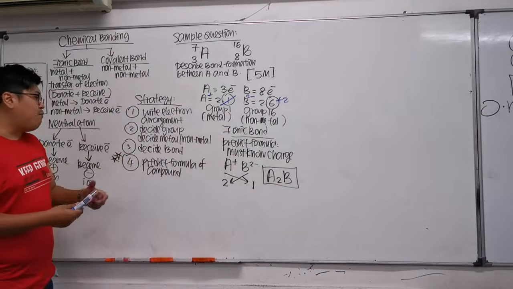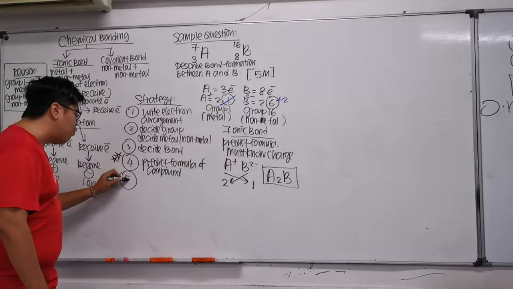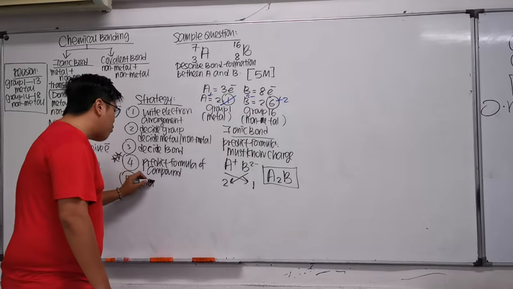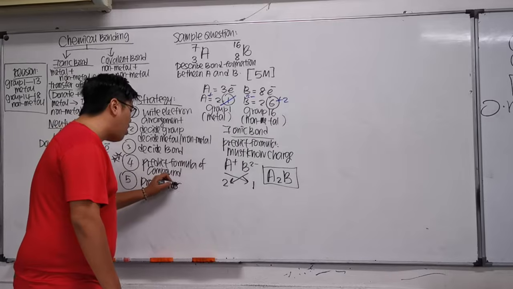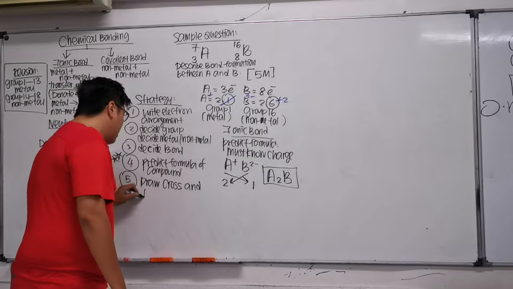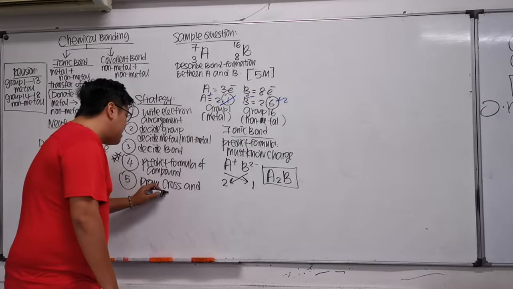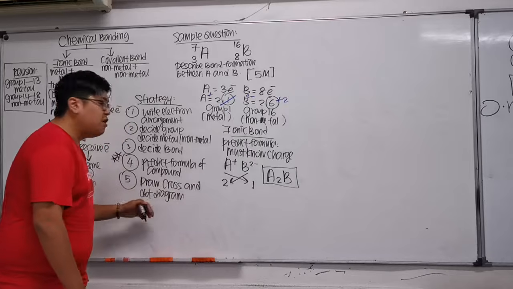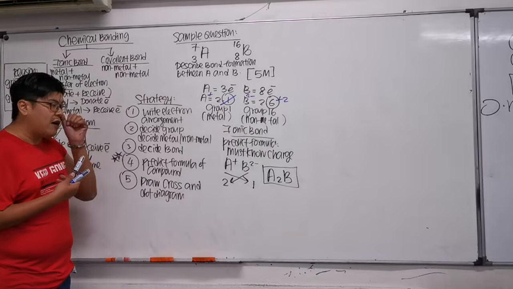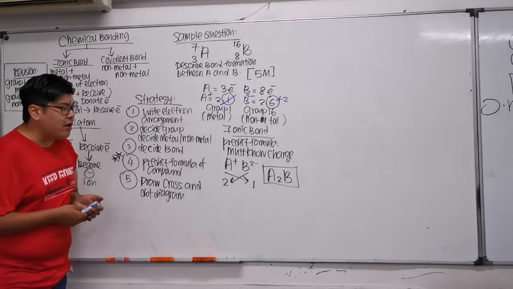Okay? So after predicting the formula, go for the most important move. You go and draw the diagram. This diagram is called the cross and dot diagram. This is the most important thing in this chapter. If you don't know this, it's wasted. Okay, cross and dot diagram. How do we draw a cross and dot diagram?